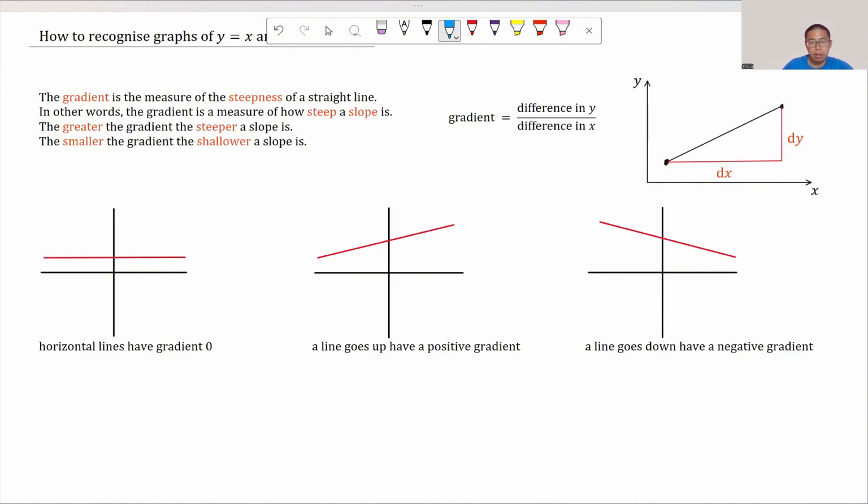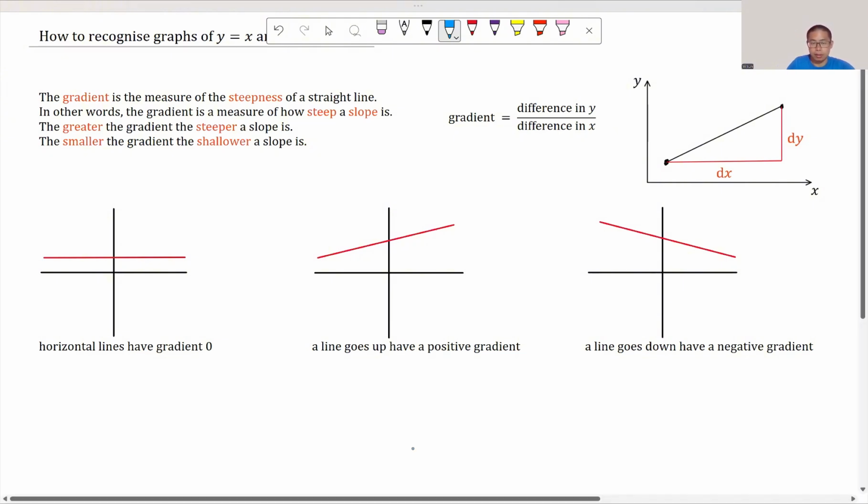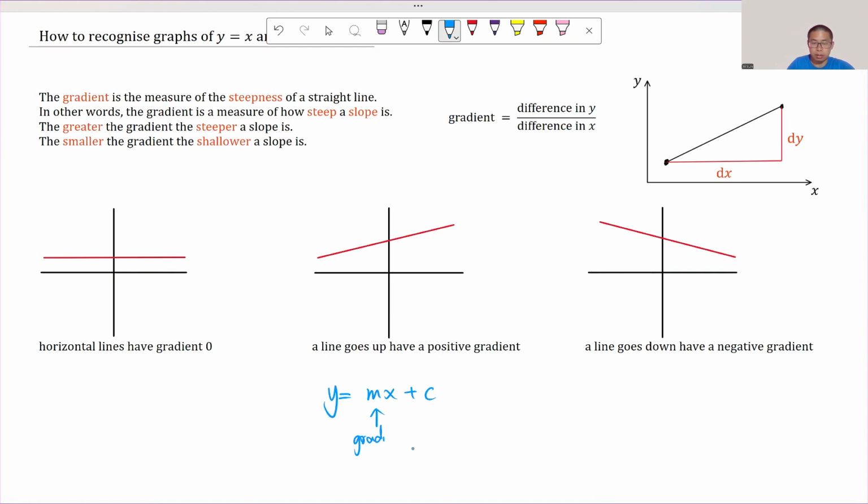Let's begin. We know all straight lines always have the form y = mx + c. So m is the gradient, and c is the y-intercept. It is basically where the line crosses the y-axis.